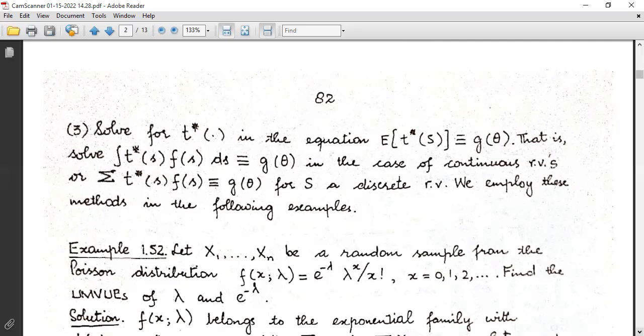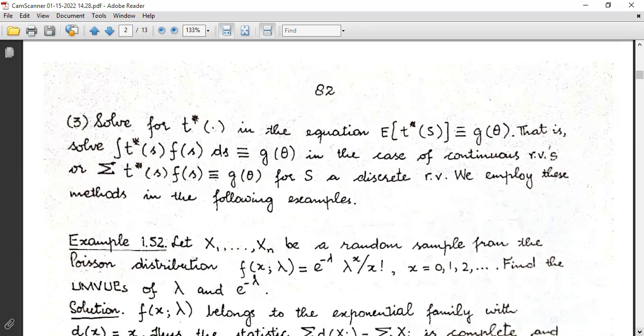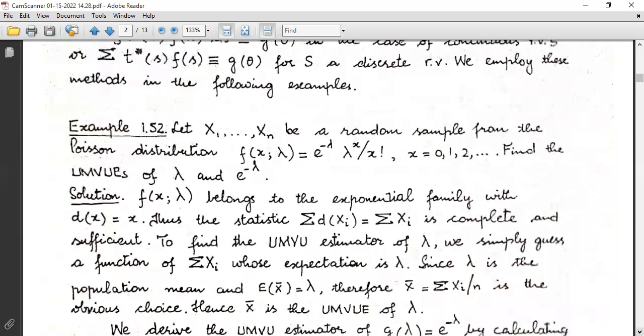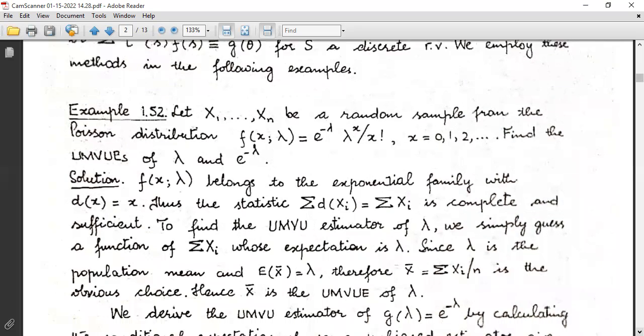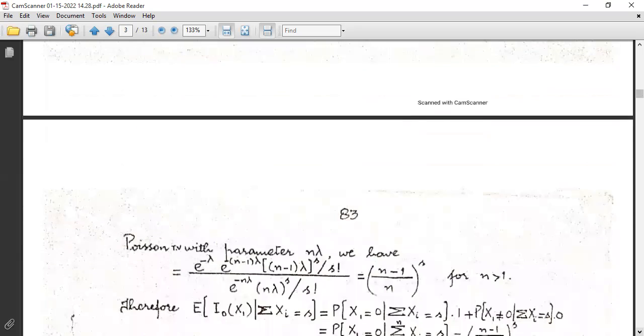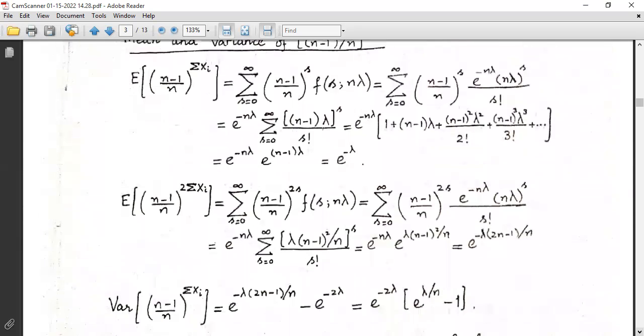We apply these methods in the following examples. These three methods are in the Lehmann-Scheffé theorem, so we will try to prove it, and we will also see with the help of some examples how to apply it. For example, the example on the slide is: let X1 up to Xn be a random sample from the Poisson distribution. We will find a uniformly minimum variance unbiased estimator of lambda and e to the power lambda. We will also try to find out its mean and variance.